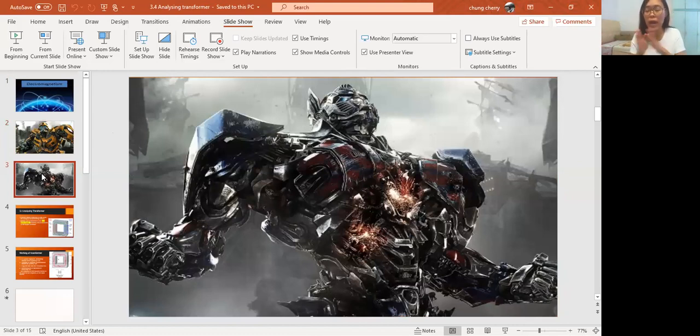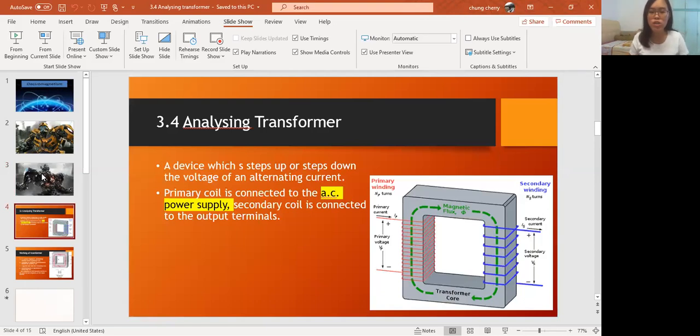But this is not what we are going to learn today. We are going to learn transformer in physics. A transformer is a device to step up or step down a voltage. Step up means it increases the voltage, and step down means it decreases the voltage of an alternating current. So a transformer only applies to alternating current, or in other words, it only allows alternating current to flow through it. I want you to copy this down as your notes number 1.